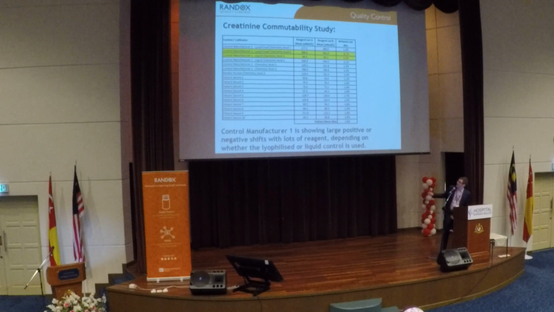So on this chart, we can see from control manufacturer 1, these 2 highlighted results at the top, we can see between 2 different reagent batches how much the shift was. And in the far right-hand side column, we can see how significant that shift was. For the first lot, there was a negative 8.1% shift in performance after the reagent batch was changed. And for the second lot, there was a plus 6.6% shift when that batch was changed.